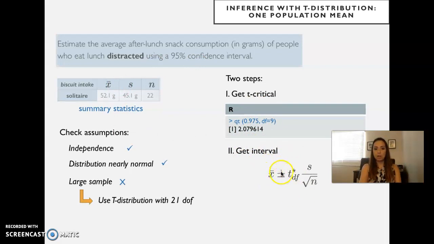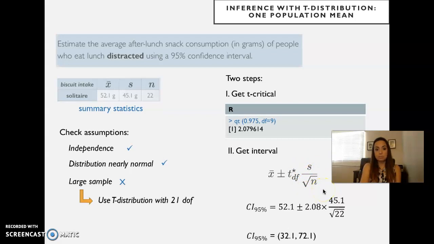Remember, it's x bar plus or minus the t critical, which sets the boundary that we want for the confidence level that we wish, times the standard deviation divided by the square root of n. So it's just plugging in numbers. So 52.1 plus or minus the t critical that we just computed times the standard deviation divided by the square root of n. So here is the confidence interval.